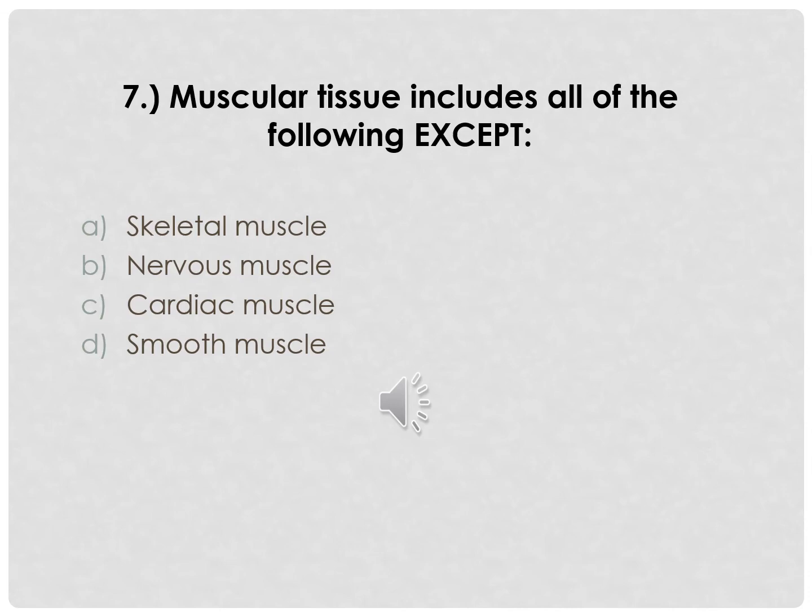So the answer to this must be B, nervous muscle. Nervous tissue is a different type of tissue that conducts electrical impulses through the body.